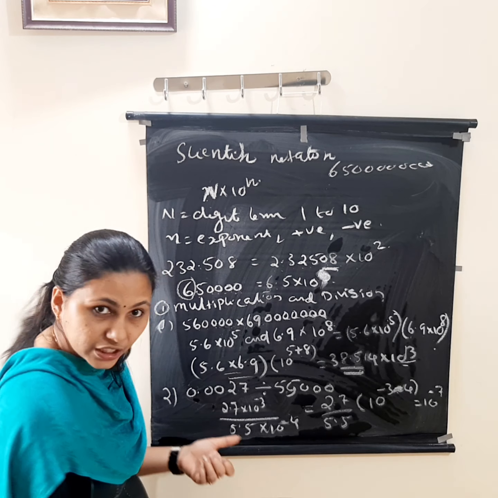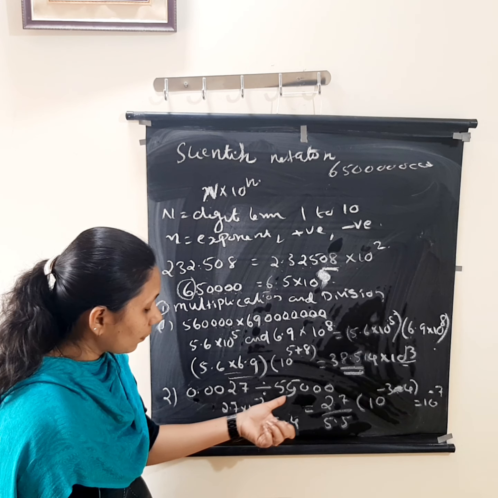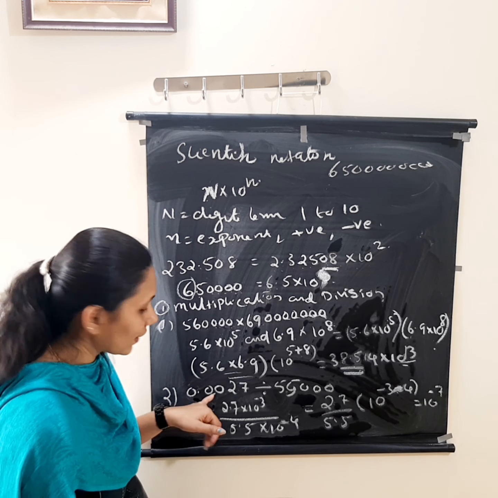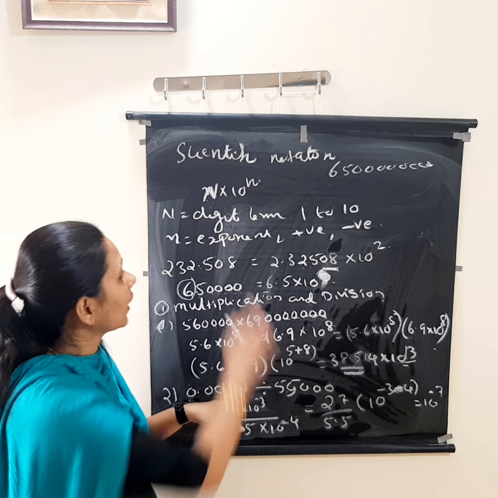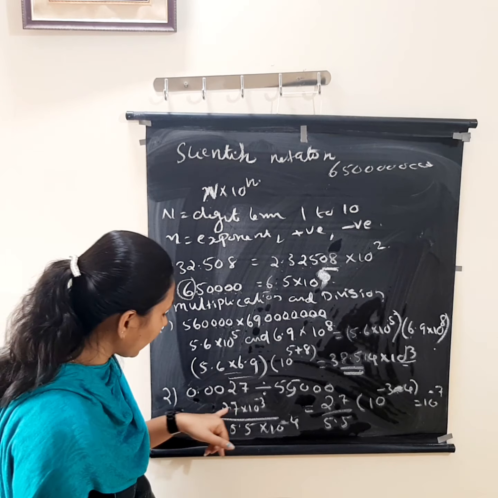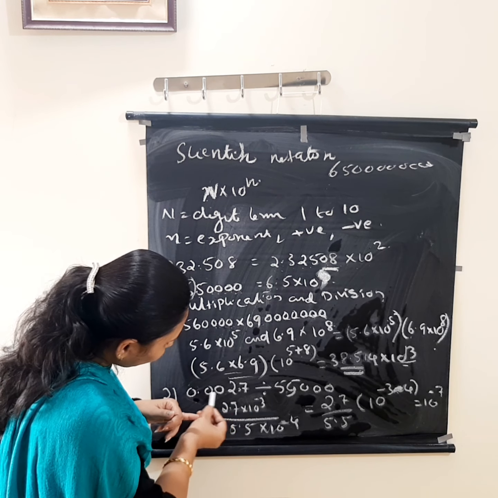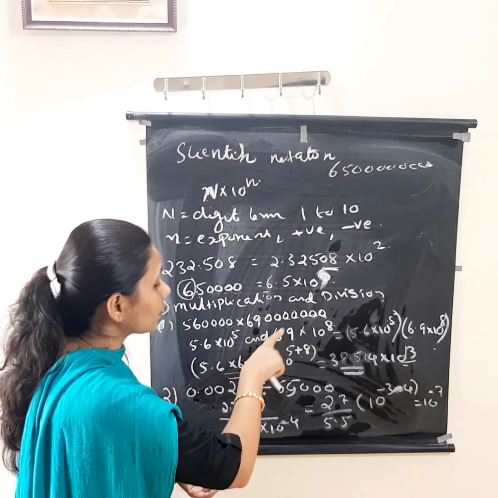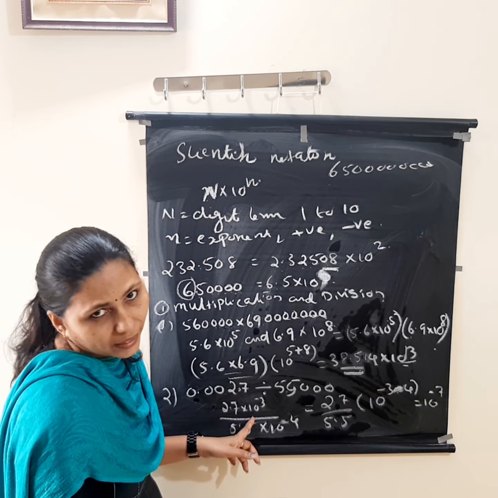One more example, division: 0.0027 divided by 55000. So how can we do it? First we have to write this one with exponent 10. So I am writing 2.7. We have to write N in between 1 to 10 now. So 2.7. I am putting the point here, so from here 1, 2, 3 digits. Here it was on the right, zeros. Here it is to the left, so we have to put 10 raised to minus 3.